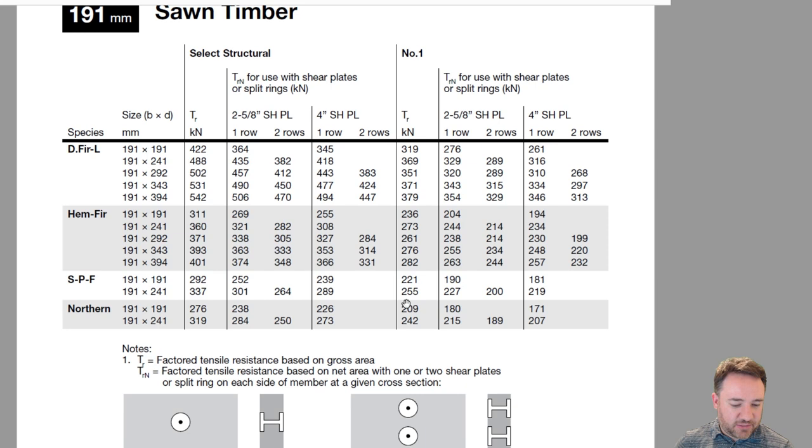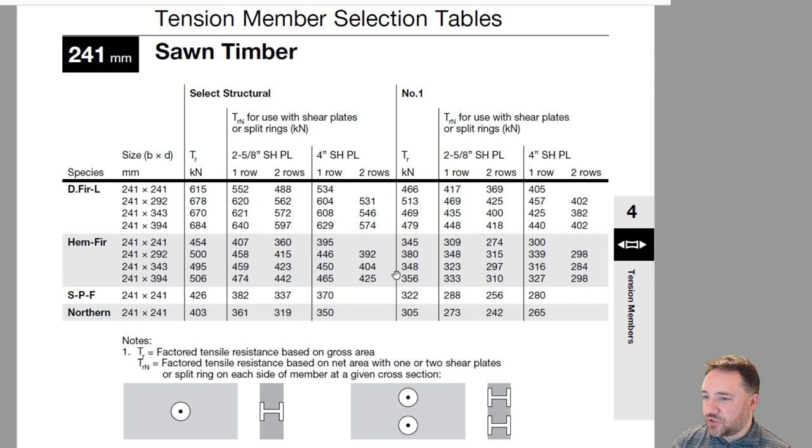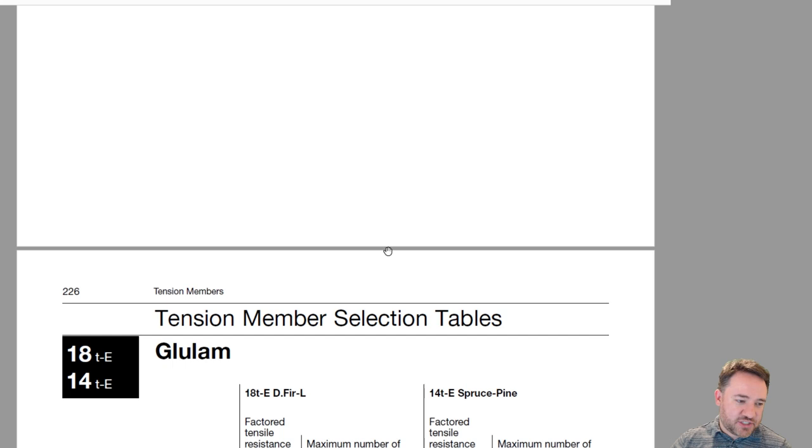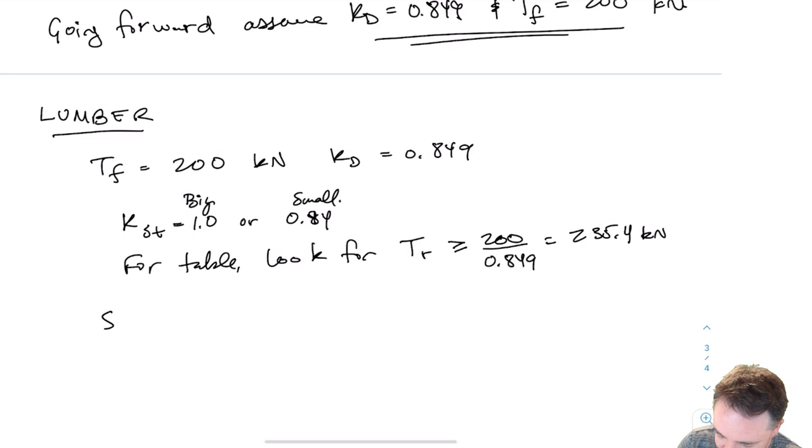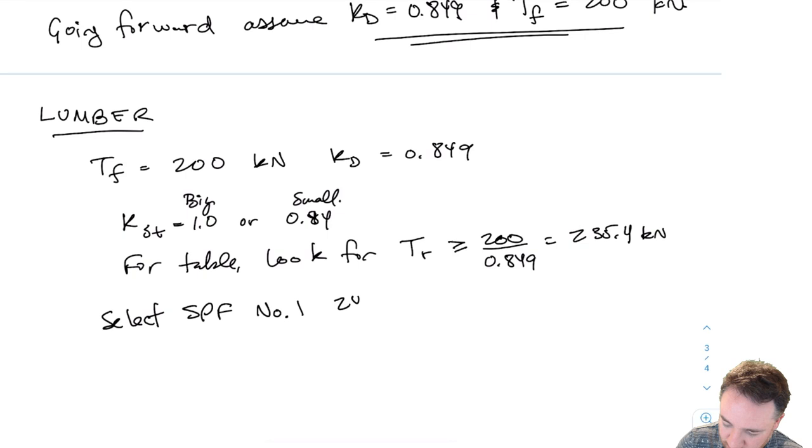So I'm going to size up one more to a 241 by 241. And boy, it's a good thing that that one works, because that turns out to be the largest piece of lumber that I can get. So 241 by 241, SPF number one, I have 322. That should be plenty. So I'm going to go back to my design. Okay, so I'm going to select SPF number one, 241 by 241.